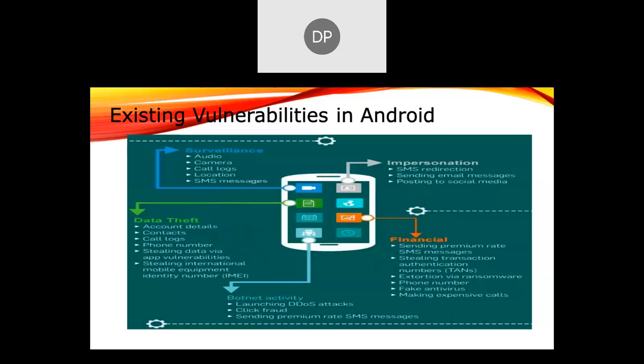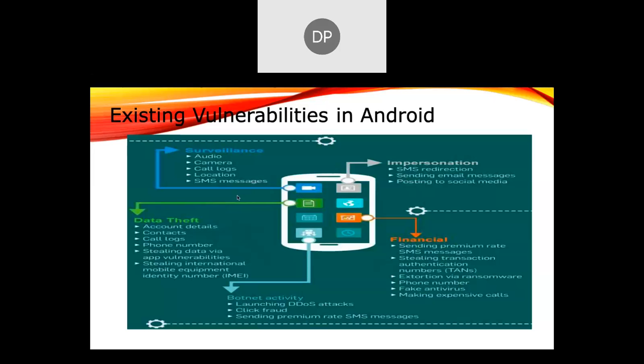Data theft consists of account details, contacts, call logs, phone number, stealing data via app vulnerability, stealing the International Mobile Equipment Identity number. So this is the full form of IMEI and you should remember it. International Mobile Equipment Identity Number.